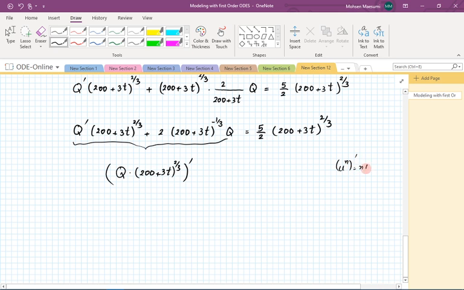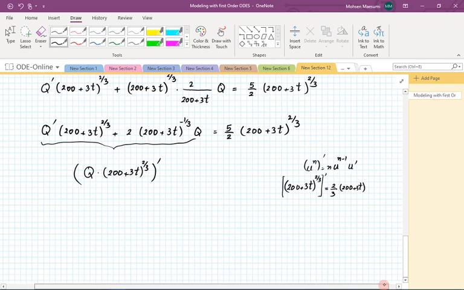It's n u to the power of n minus 1, then u prime. So let's verify that what we are saying here actually holds water. So this is 2/3. I want to differentiate this whole thing to check. So what do I get? Exponent, which is 2/3. The base, 200 plus 3t to the power of 1 less than this.